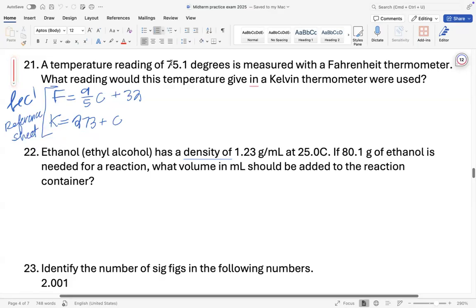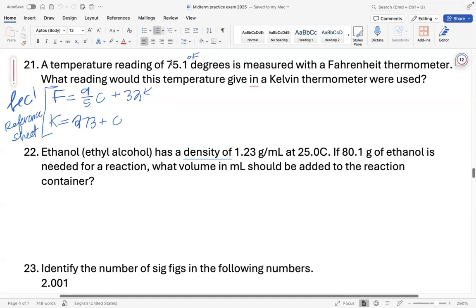All right, so it says a temperature reading of 75.1 degrees is measured with Fahrenheit. So basically it's just telling us that this is Fahrenheit. What would be the reading in Kelvin? This is going to be a two-stepper because we don't know the relationship between Fahrenheit and Kelvin. We know the relationship between Celsius and Kelvin, but not Fahrenheit and Kelvin. So we need to solve for Celsius first using this formula.